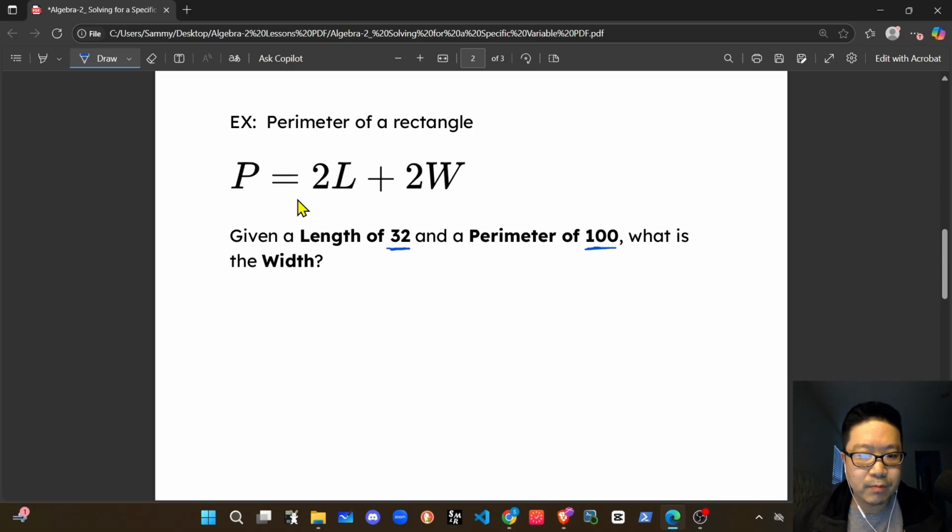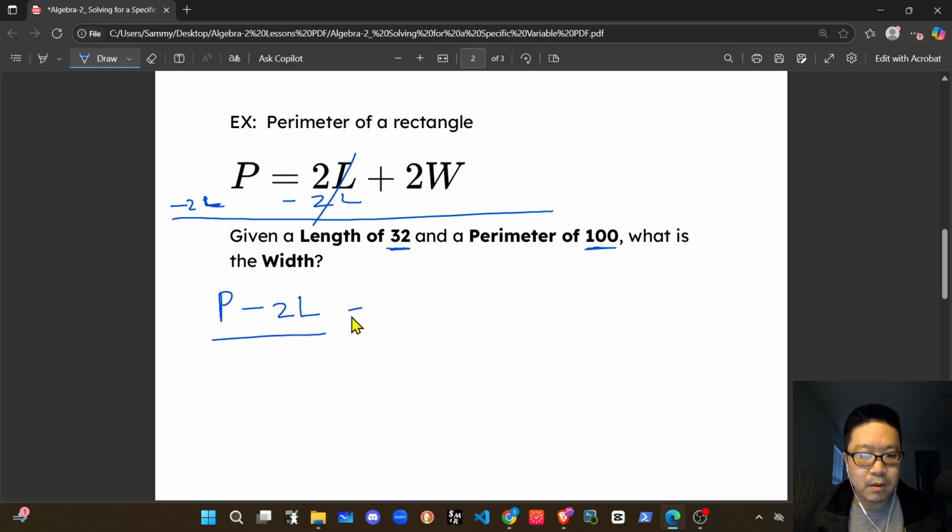To do that, we would subtract 2L from both sides. We would get P minus 2L equals 2W. And to fully isolate W, we would divide both sides by 2. The 2's cancel out, and we're just left with W equals P minus 2L over 2.